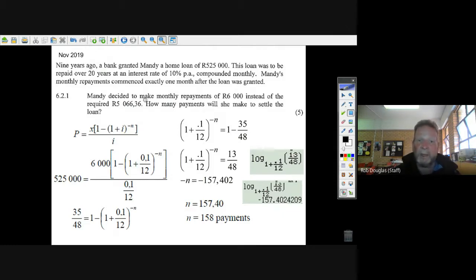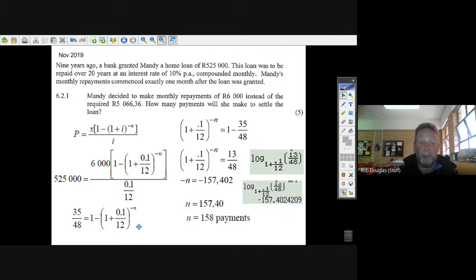So whenever they say the word loan, this is the formula you want to write down, the present value formula. Well, the loan is 525,000, so that goes in for P. The new payment they want is 6,000, right there. The interest rate is 10%, so it's 0.1 over 12. And what we're trying to get at is this minus n. We need to try and get at this n.